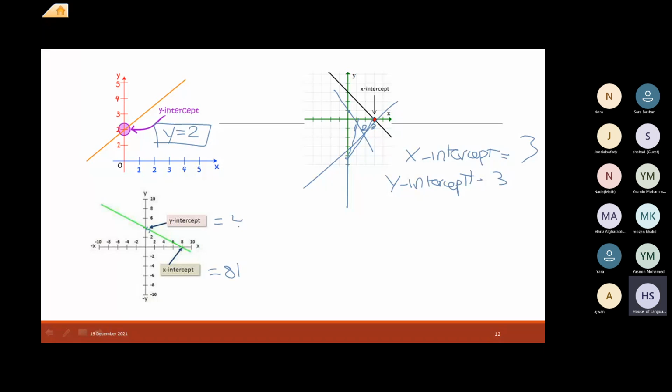So look at this one here. One is at 8 and one is at 4. They are not the same. So where is the x-intercept here? At which point? 8. And the y-intercept? At 4. Bravo. This is the first. Now, if we have an equation, we will learn how to find the x and y intercept.